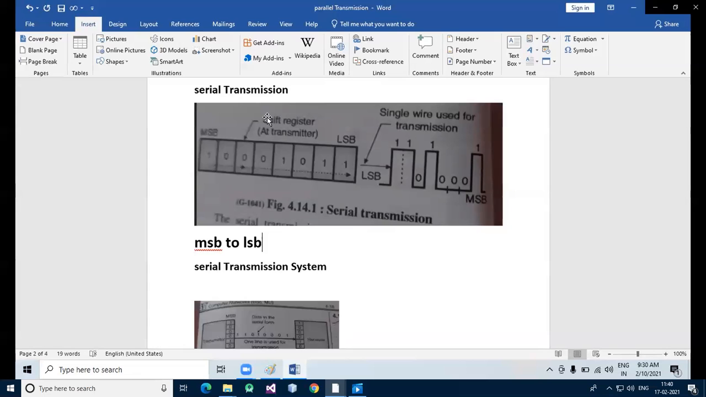For serial transmission, only one wire is needed between the transmitter and receiver. Hence, serial transmission is preferred for long distance data communication. This is the advantage of serial transmission over parallel transmission. It allows long distance data communication, right?